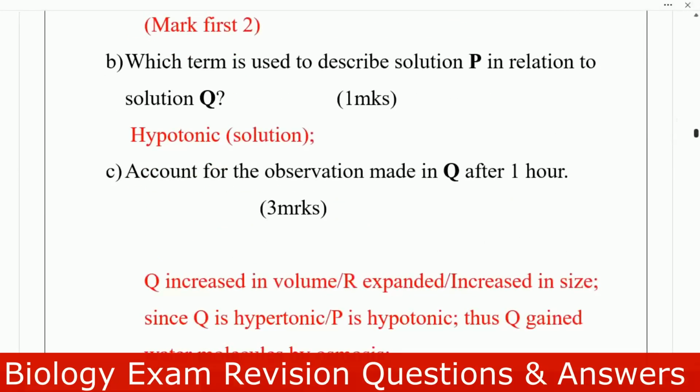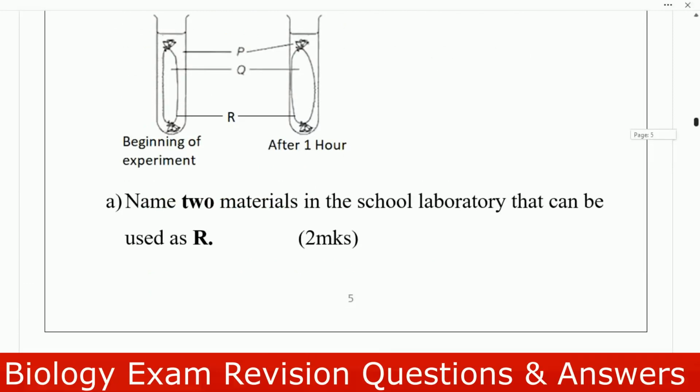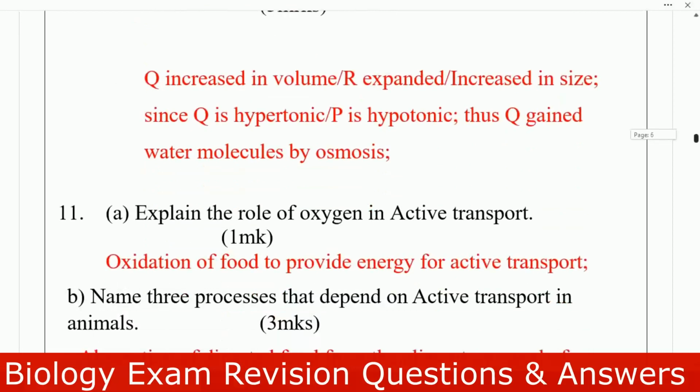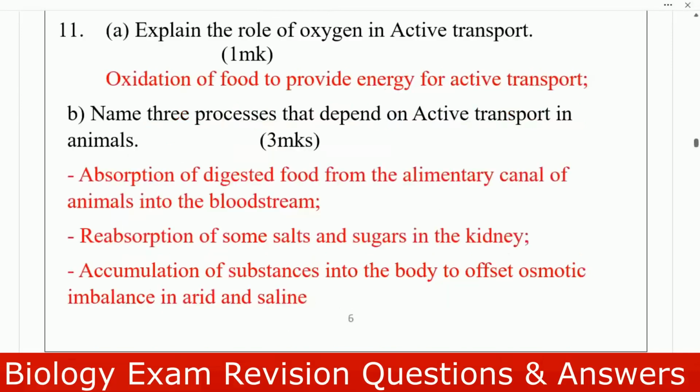Next, which term is used to describe solution P in relation to solution Q? That one is hypotonic solution. C. Account for the observation made in Q after 1 hour. Q is here. What happened? Q increased in volume. R expanded, increased in size. Since Q is hypertonic, P is hypotonic, thus Q gained water molecules by osmosis.